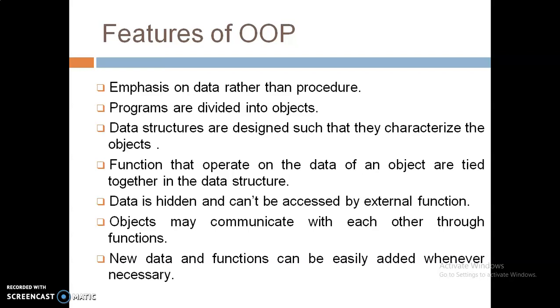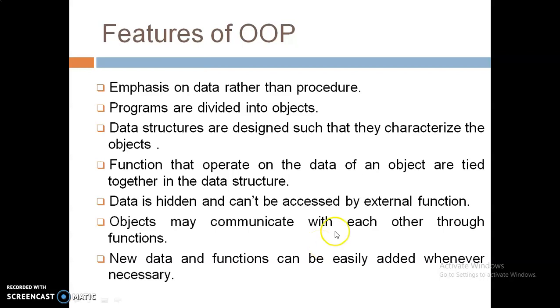So the data becomes secure. One more thing, that is data is hidden and cannot be accessed by external functions. So it provides data security by data hiding. One more characteristic, that is objects may communicate with each other through functions, as we have discussed in the previous figure. All the three objects are communicating with each other using their own functions. And the last one, new data and functions can be easily added whenever necessary.